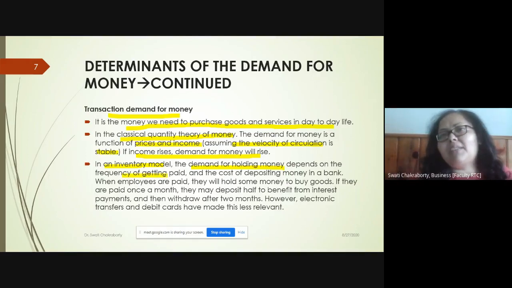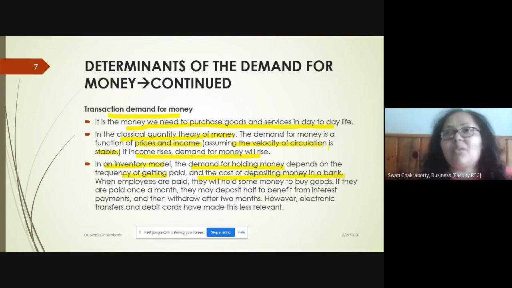If you're paid once in a month, then you would prefer to hold more. If you're getting paid, say, every 10 days, then you prefer to hold less in hand. So it depends on the frequency of getting paid and the cost of depositing money in a bank, right? So what is the cost if you go to the bank? How much cost do you have? What is the cost that you bear, right?